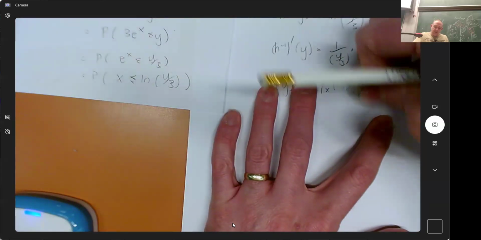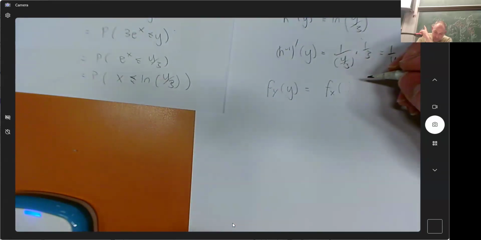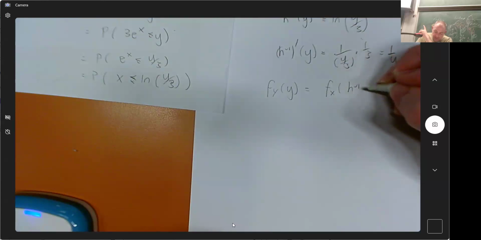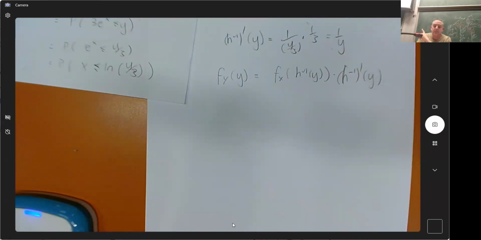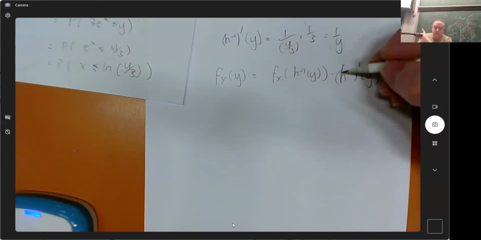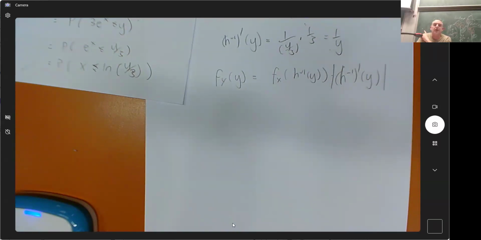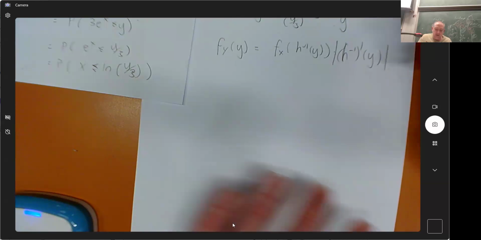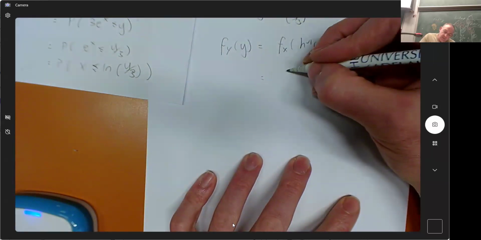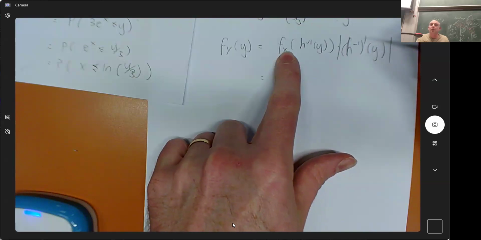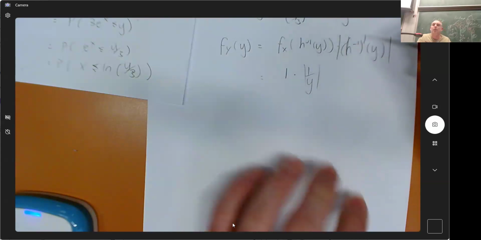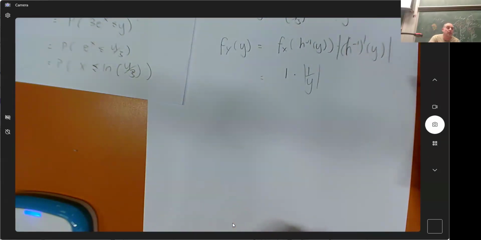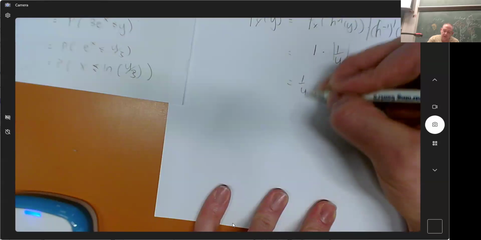No, wait. It's f_X of h inverse of y times h inverse dashed of y. Yep. Where's the absolute value? Okay. And so in that case, we get 1, because f_X is just 1 no matter what you put into it. And this is 1 on y, but y was positive anyway, so that's not a problem. 1 on y.